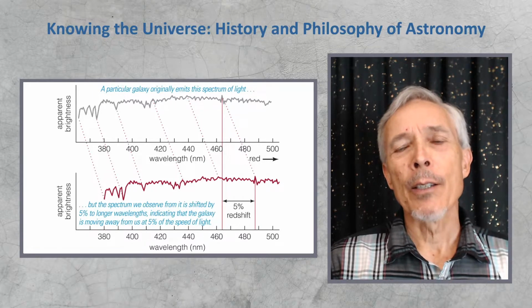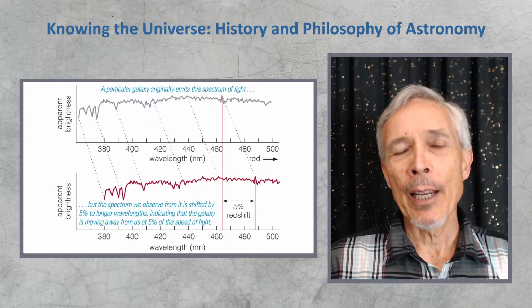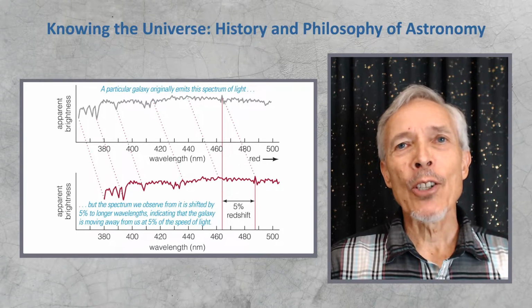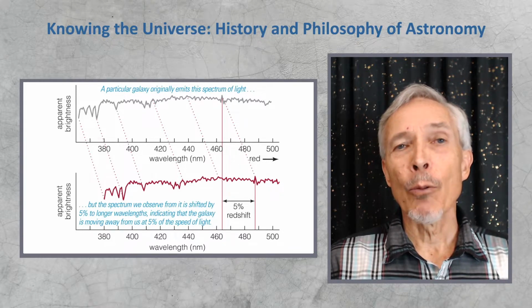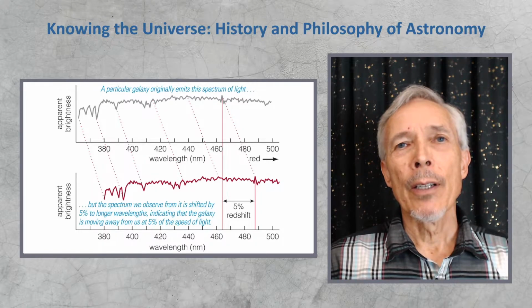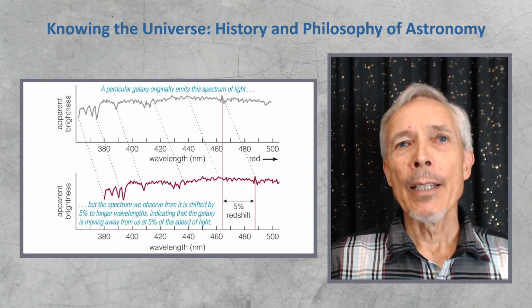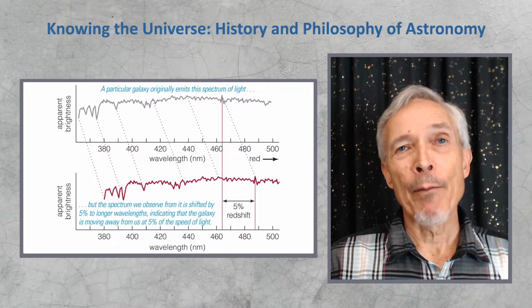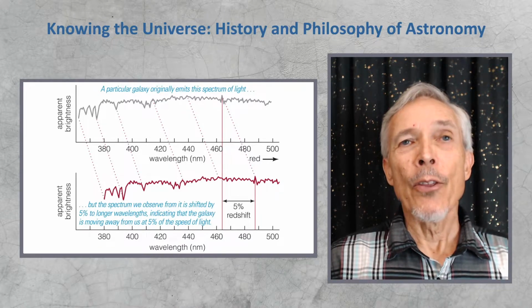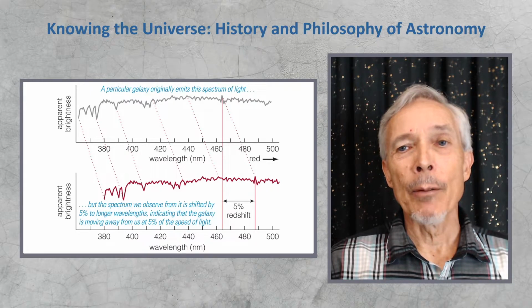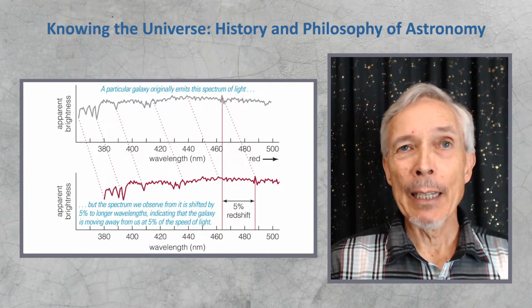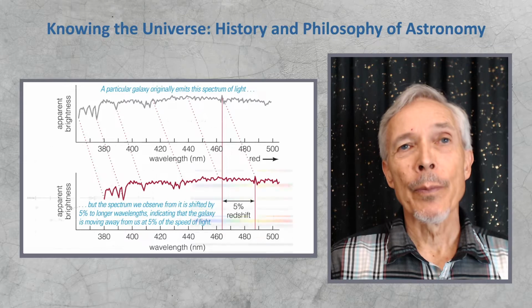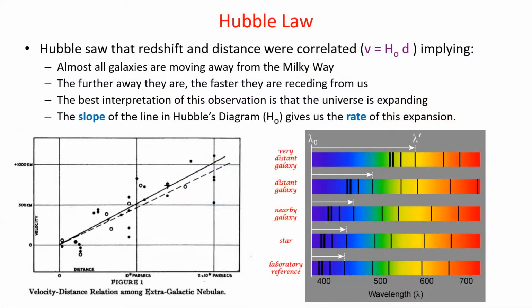This galaxy is made of the same ingredients chemically, but the entire spectrum is shifted by 5% to the red, to longer wavelengths. This redshift is an indication that the galaxy is moving away from us at 5% of the speed of light. This was the fundamental type of data that was used to discover that we live in an expanding universe. It was another piece of work by Edwin Hubble.